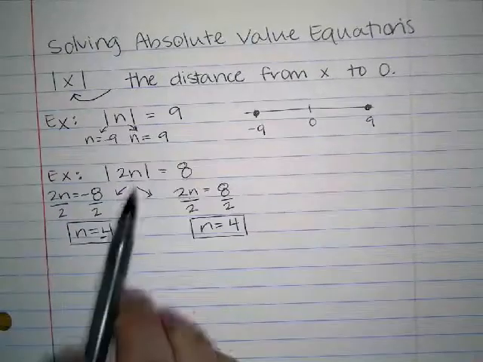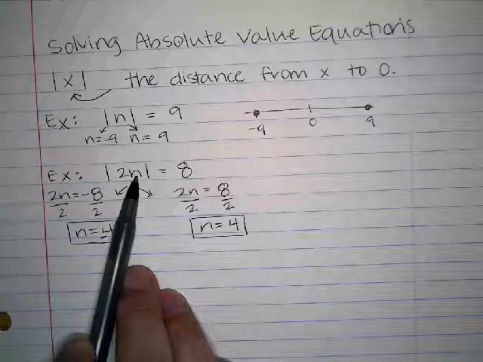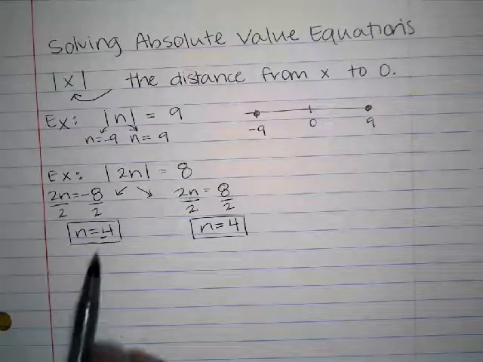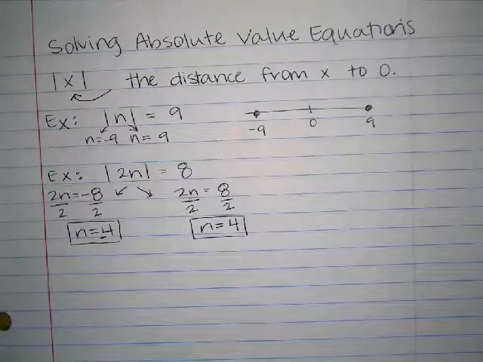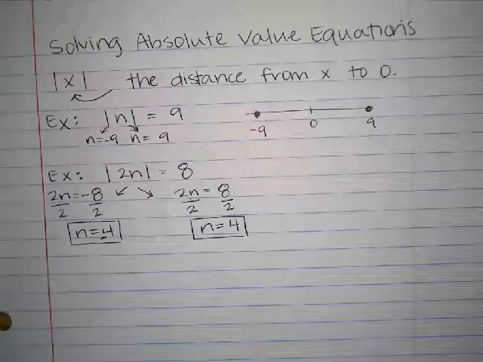Okay, so if my number is positive 4, 2 times positive 4 is 8, which is a distance of 8 from 0. Or I could have the number negative 4. 2 times negative 4 is negative 8. That still has a distance of 8 from 0. They both have a distance of 8.